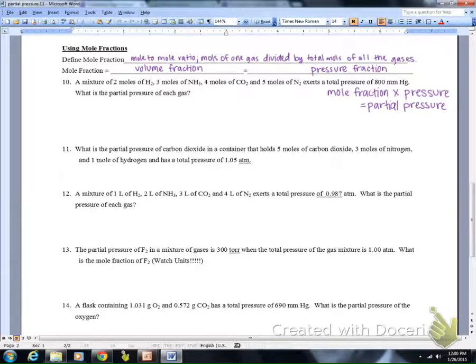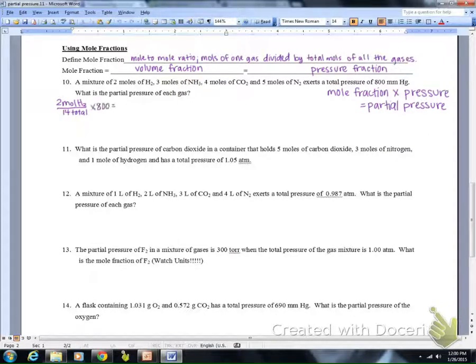So what I need to do is find my total moles first, and then I'm going to be able to take my mole fraction multiplied by the total pressure, and it should equal the partial pressure of each gas. So my mole fraction will be the moles of the individual gas divided by the total moles of all of the gases. Once you figure out your moles of hydrogen, then you add up your total moles in the whole system. So we know that's 2 plus 3 plus 4 plus 5. Then you want to put 2 over the total. Okay, your total ends up being 14.